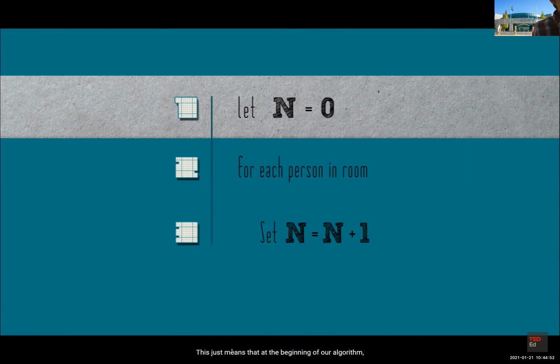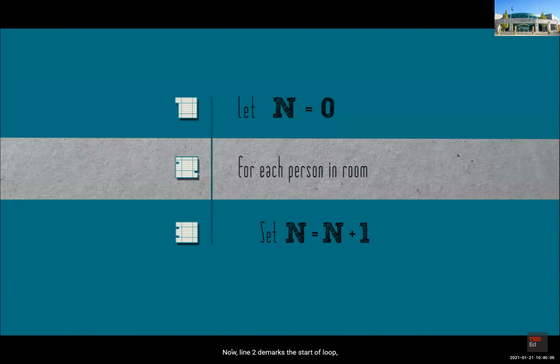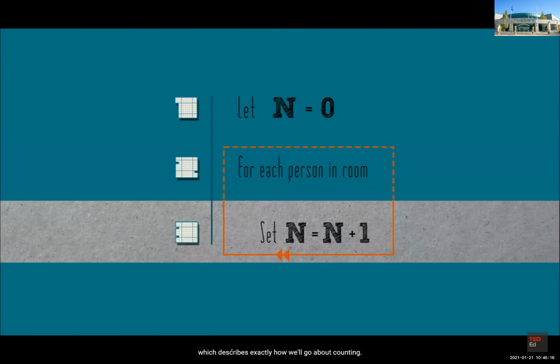This just means that at the beginning of our algorithm, the thing with which we're counting has a value of 0. After all, before we start counting, we haven't counted anything yet. Calling this variable n is just a convention. I could have called it most anything. Now, line 2 demarks the start of a loop, a sequence of steps that will repeat some number of times. So in our example, the step we're taking is counting people in the room. Beneath line 2 is line 3, which describes exactly how we'll go about counting.